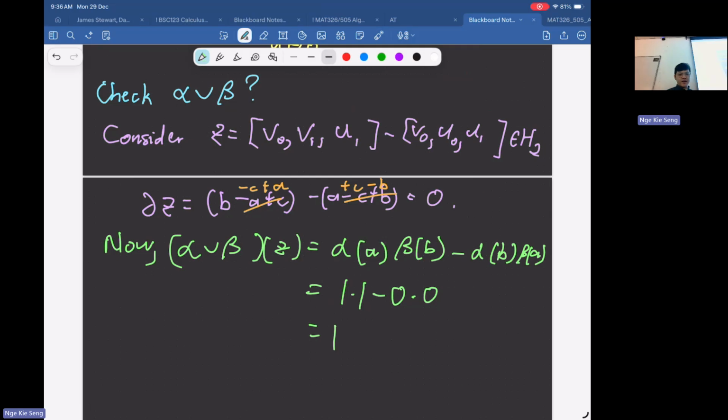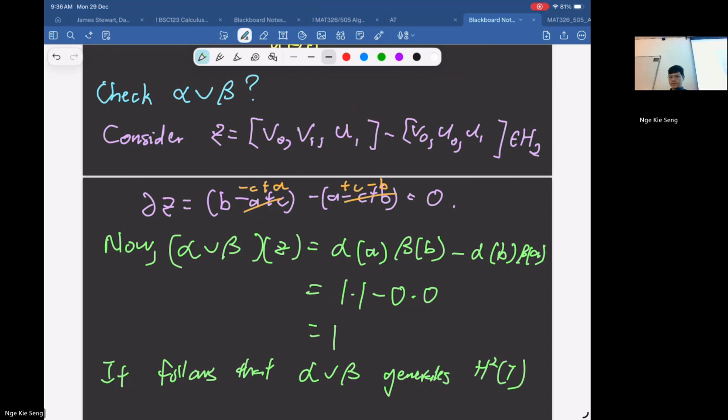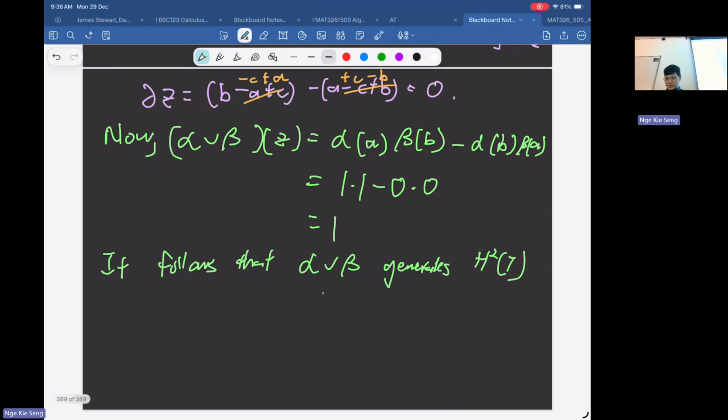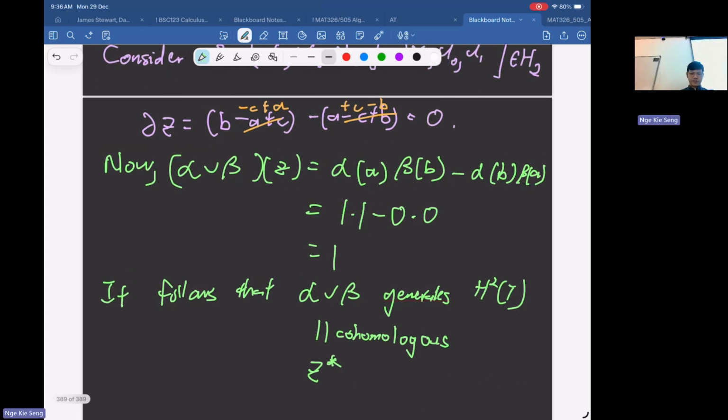Okay, meaning actually if you can check, alpha cup beta is dual to the Z here. So it actually follows that alpha cup beta will generate H2P. And in fact, this is cohomologous to Z2. This one needs to be checked out, but yeah, cohomologous.